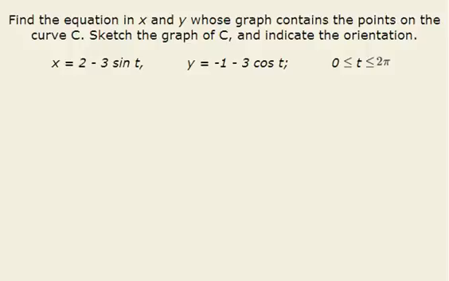In this problem, we're asked to find the equation in x and y whose graph contains the points on the curve C. We're also asked to sketch the graph of C and indicate the orientation. One way we could sketch the graph is to plot points as t ranges from 0 to 2 pi.